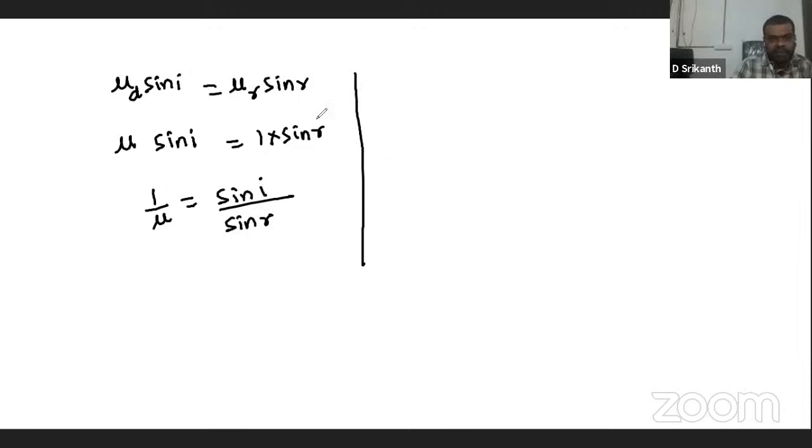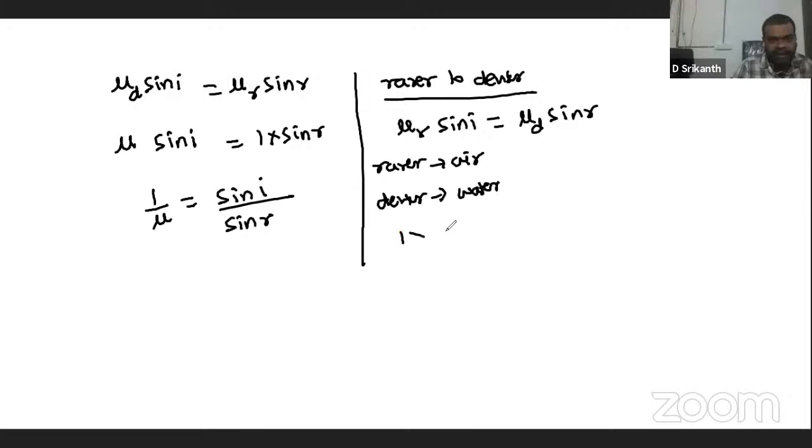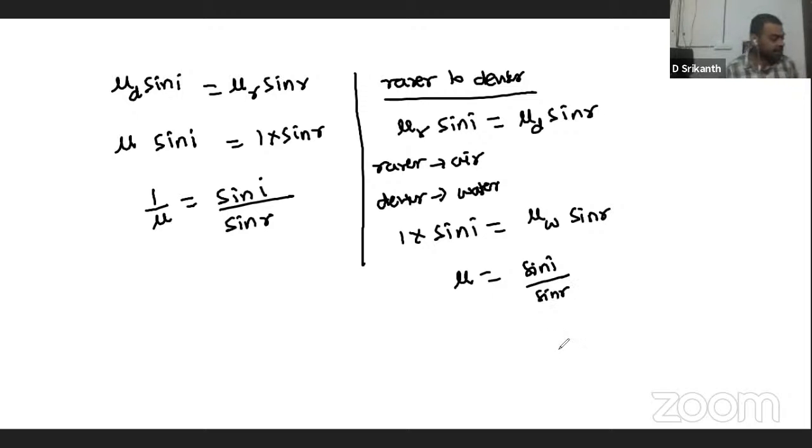The same thing, suppose a light ray is moving from rarer to denser, that is mu r sine i equals mu d sine r. If the rarer medium is air and the denser medium is water, then I can write 1 into sine i equals mu into sine r. So the refractive index is sine i by sine r.